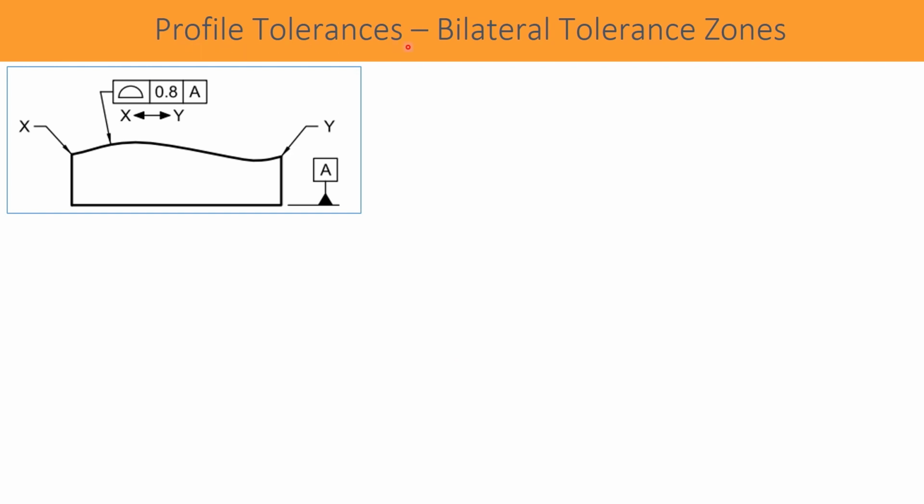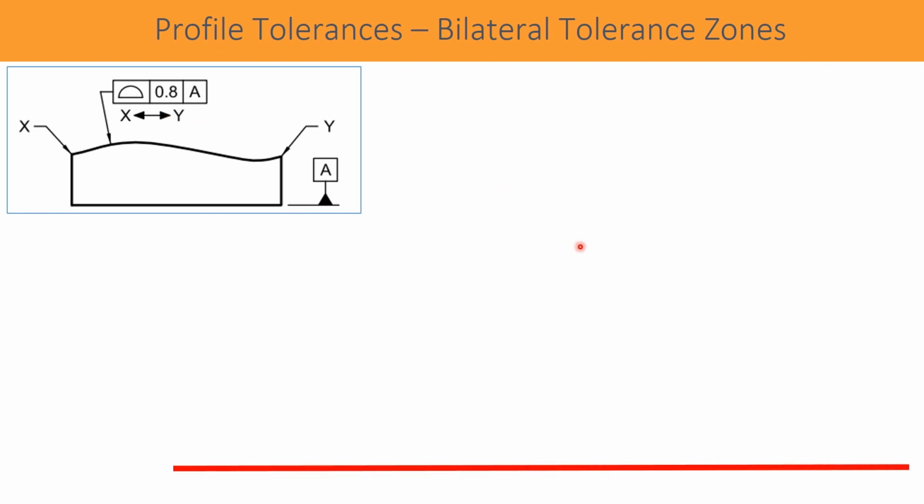There are various types of tolerance zones. One of them is the bilateral tolerance zone. Bilateral means the tolerance zone is equally distributed on both sides of the nominal. It is like this. Now, this is datum A, as the feature control frame shows a profile tolerance zone with respect to datum A. So, this is a produced datum plane A.